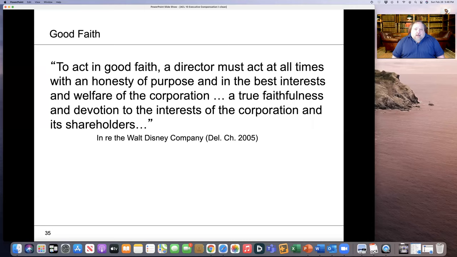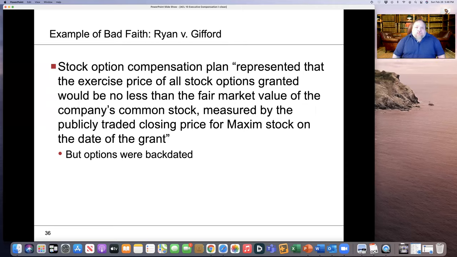The other argument that shareholders can make and have made sometimes successfully is to argue that the director's decision was made in bad faith. And there is an obligation under Delaware law that is part of the duty of loyalty under Delaware law for directors to act in good faith. And in the Walt Disney case, the court explained that bad faith meant either a subjective intent to harm the corporation or a deliberate disregard of known fiduciary duties, consciously disregarding your fiduciary obligations to the company.